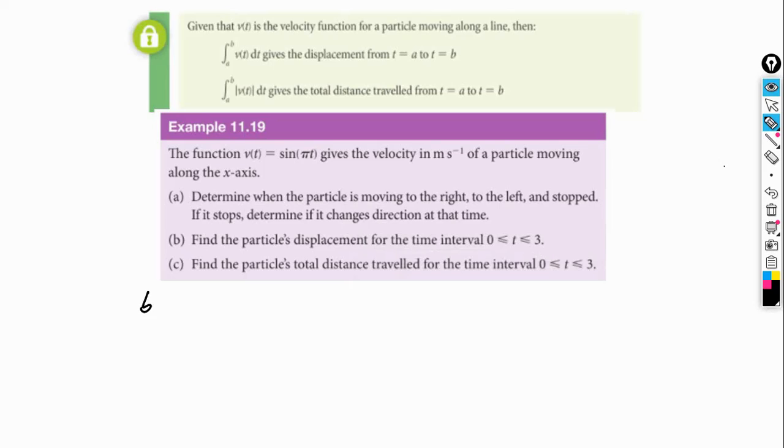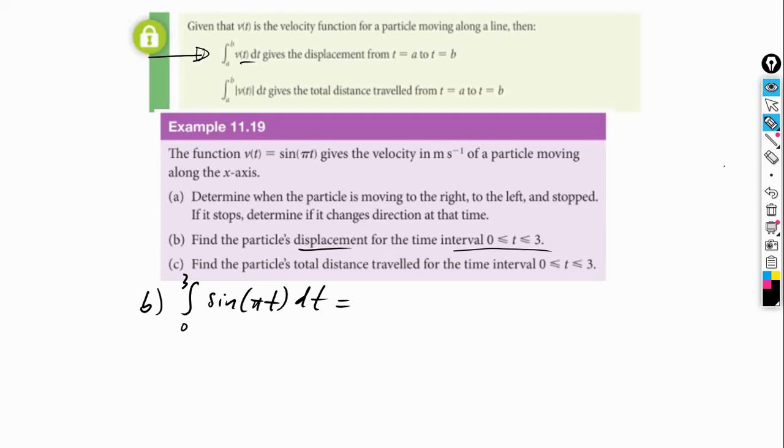Okay, so for part B, it says find the particle's displacement for the time interval between 0 and 3 seconds. Remember that the displacement is given simply by the integration of the velocity from A to B. So in this case, we would integrate from 0 to 3 the velocity function, which is simply sine of pi t dt.